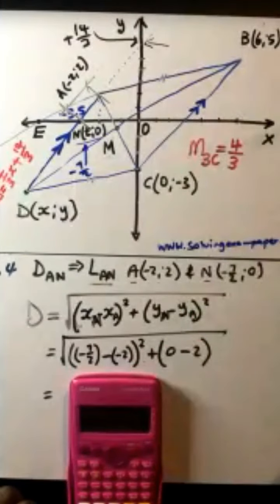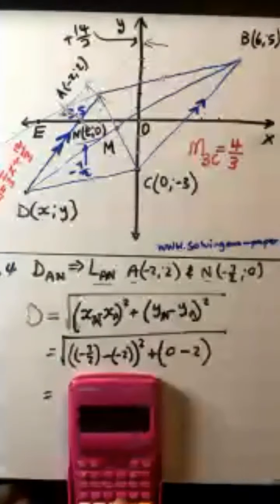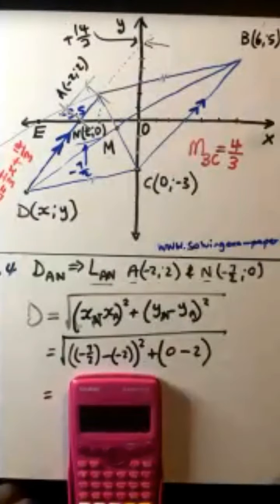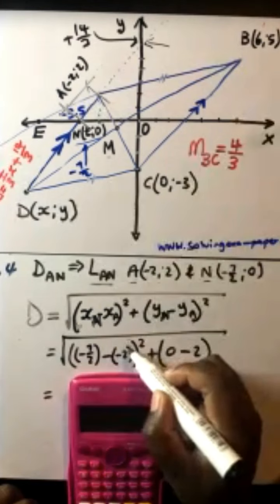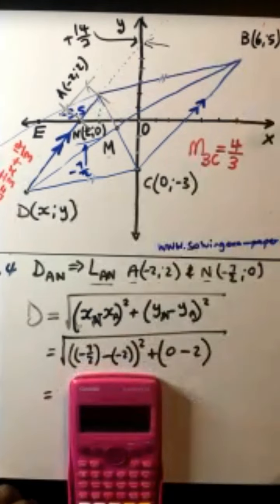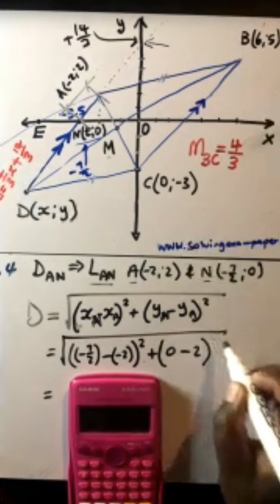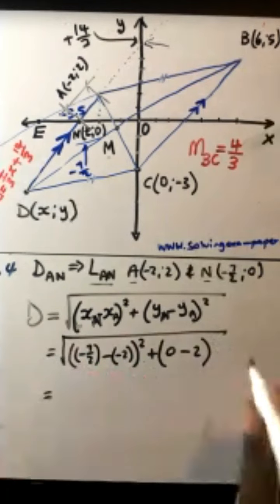So this is square root of: you open bracket for the first time, you open it for the second time, and you type -7/2. Then on the other side, you close, you minus -2, you close again, then you press squared. If you just close once, then you're only squaring 2 and not the whole of that. You're going to get a wrong answer. Plus 0 minus 2, you close, you square. It equals. Remember, guys, that squared should be there also.